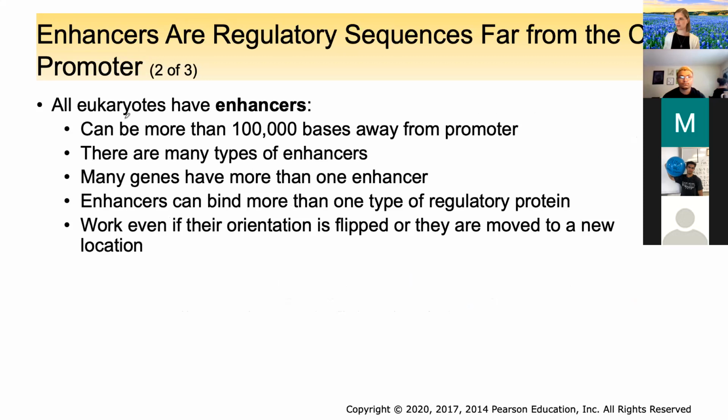So again, just reiterating that, the enhancers can be really far away from the promoter. They have discovered many, many types of these, and a lot of genes are going to have more than one enhancer involved, and sometimes they combine with more than one type of regulatory protein. So they're not necessarily a one-for-one type of thing like we see with some other regulatory events. They'll work even if their orientation is flipped or if they move to a new location.